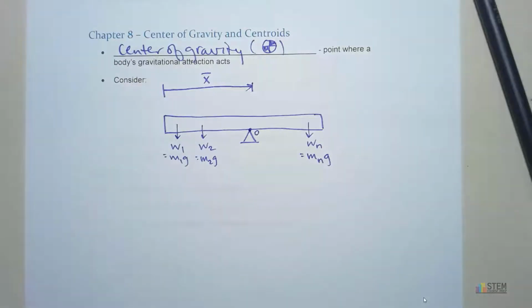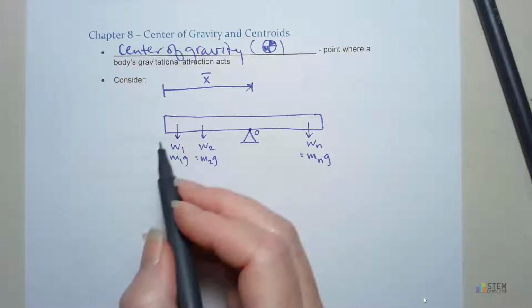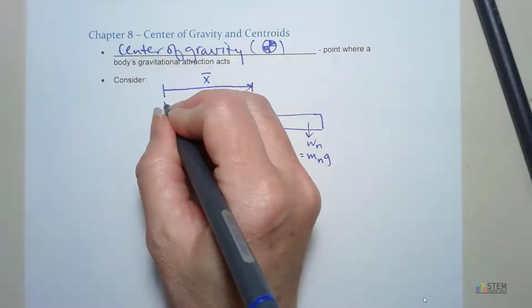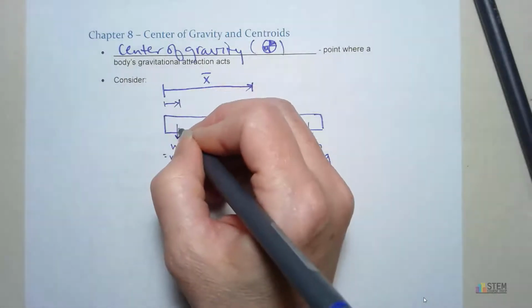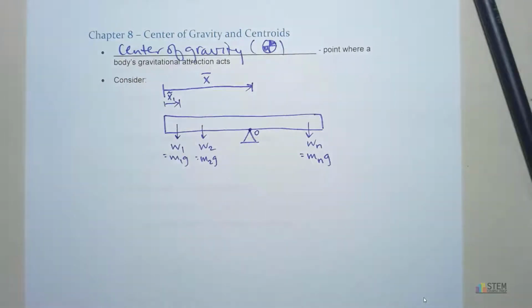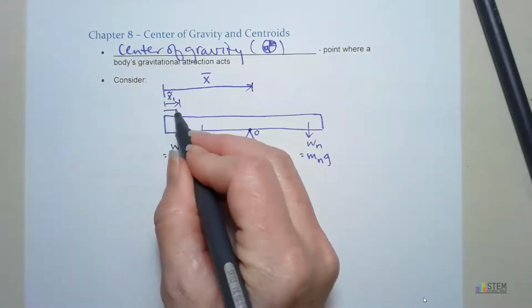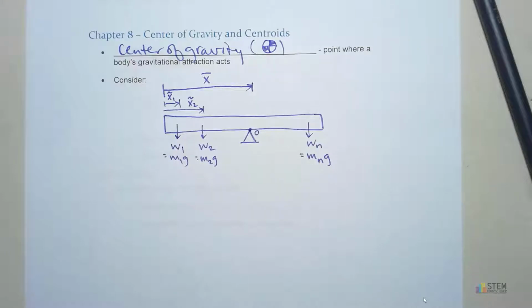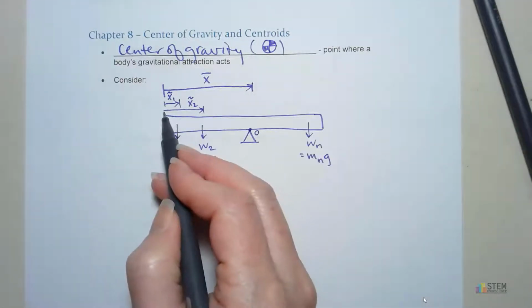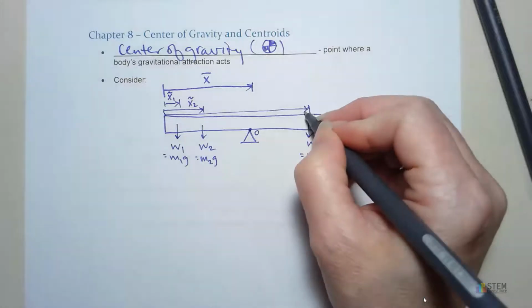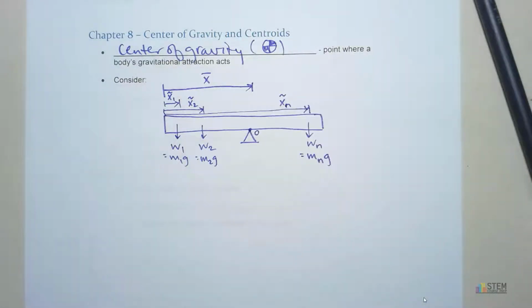So we're just looking at all these little particles. They've all got a weight. Now from this left side, I want to measure to those weights. To this first one right here, my measurement is going to be X1, with a little tilde on top. We'll do the same thing for the second one. That one will be X2 with the little tilde. And finally, over to the nth one, this distance is XN with the tilde. So all we're doing is measuring to these little particles of the wooden board.